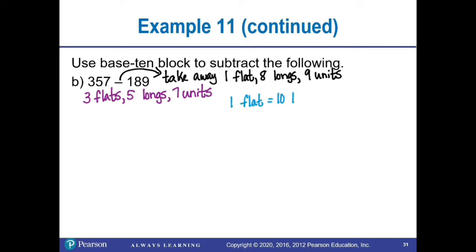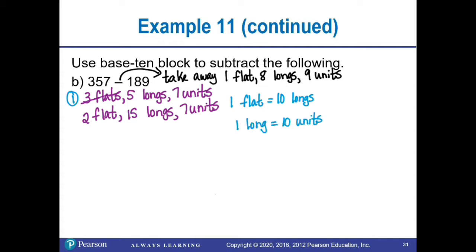1 flat is the same thing as 10 longs. So first, I trade 1 flat, leaves me with 2, for 10 longs, and 10 plus 5 gives me 15 longs. Don't forget about your 7 units. I also have to take away 9 units. I only have 7. 1 long is the same thing as 10 units. So my second step is to trade 1 long, leaves me with 14, for 10 units, so that gives me 17 total units. Bring down your 2 flats.